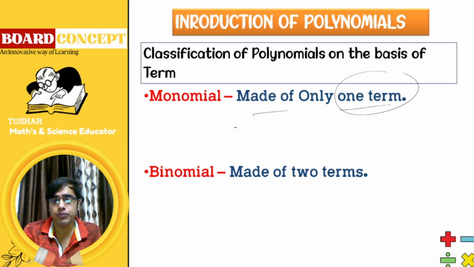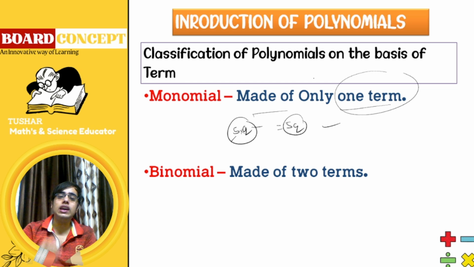Take an example, 5x cube. This is a term. Here 5 is a numeric value and x cube is a variable, and they are multiplied with each other. This is a term, and this is also a polynomial because it is made up of only one term.